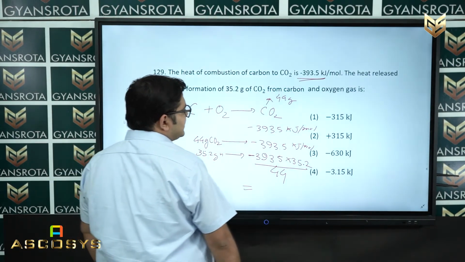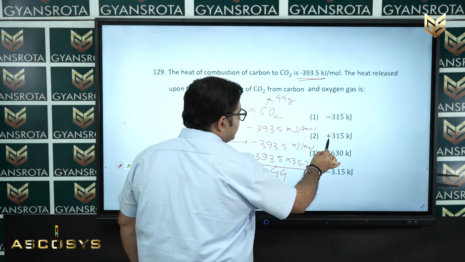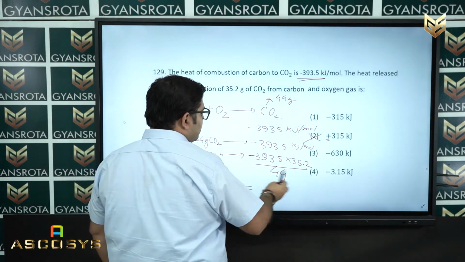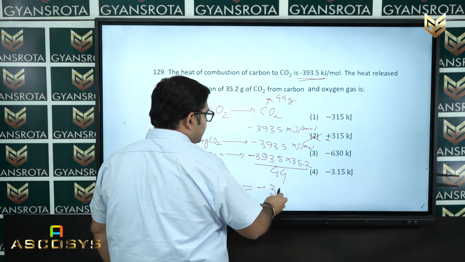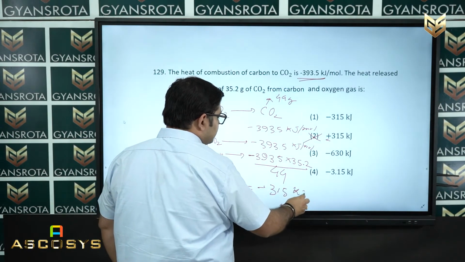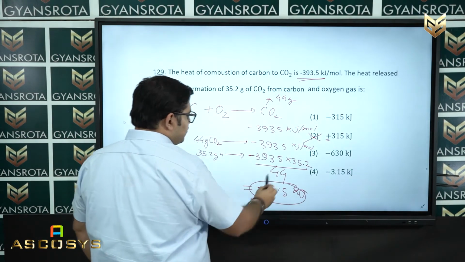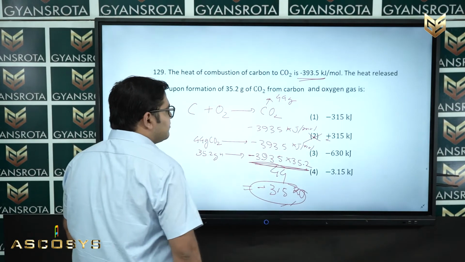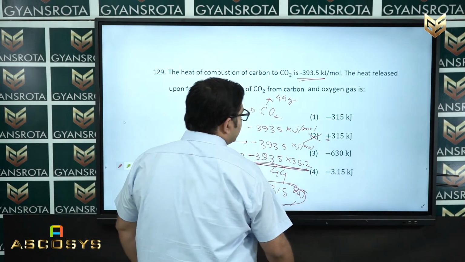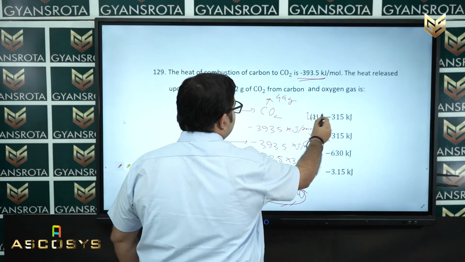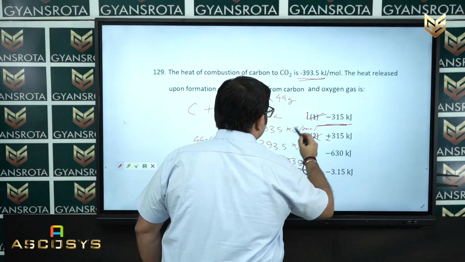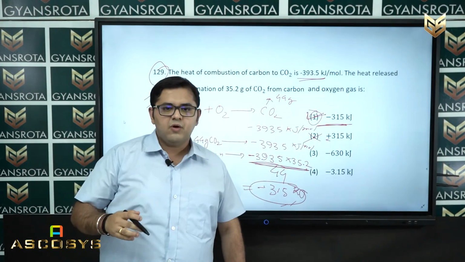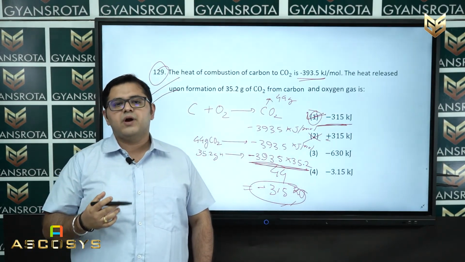The sign given in the question is positive, so we can neglect it. Now, the value after solving this comes as 315 kilojoule, okay. Just solve this mathematical expression and you will get your answer. So, if you see the options, option number 1, minus 315 kilojoule, is the correct answer of your question number 129. Now we are moving to the next question, that is question number 130.